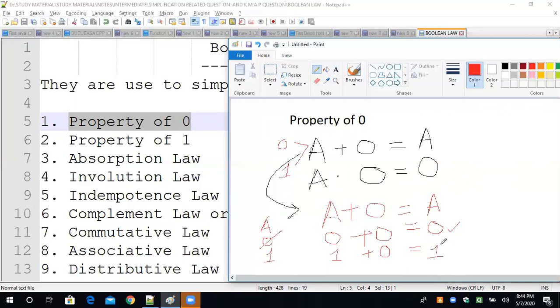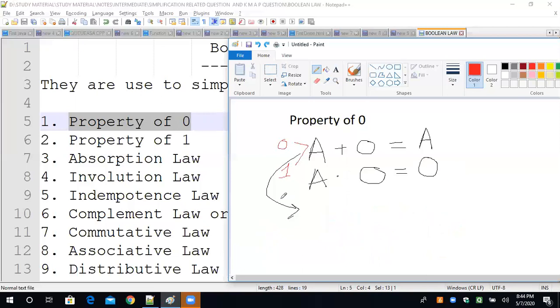जो values हम a में ले रहे हैं वही हमको output मिल रहा है. So it is confirmed a plus 0 is equal to a. Whatever value I take, that will be received as the output. Similarly, now check. a dot 0 is equal to 0. One second, I'm just erasing this part.